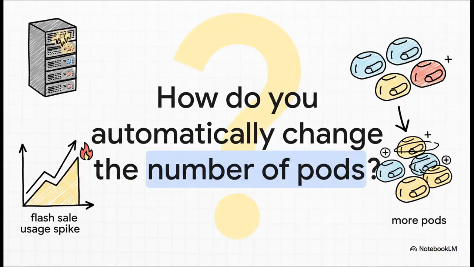Now, this is what we call a good problem to have, right? You're running a big online marketplace, your flash sale is a total success, but your servers are absolutely getting crushed. CPU is through the roof, you need more horsepower, and you need it now. The key question is, how do you automatically change the number of application pods to handle that massive load?